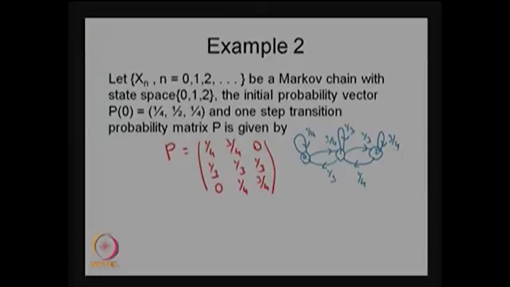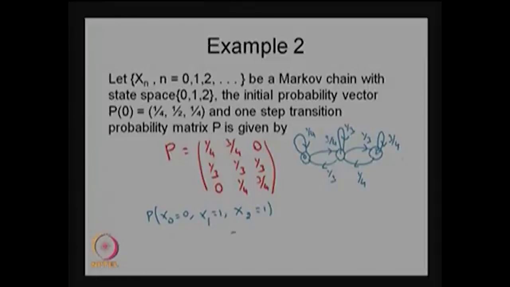This diagram is very important to study the further properties of the states. Therefore, we are drawing the state transition diagram for the discrete time Markov chain. So, this is the 1 step transition probability matrix and this is the state transition diagram. Our interest is to find a few quantities. What is the probability that X naught is equal to 0 and X 1 is equal to 1 and X 2 is equal to 1? It is a joint distribution of these three random variables.